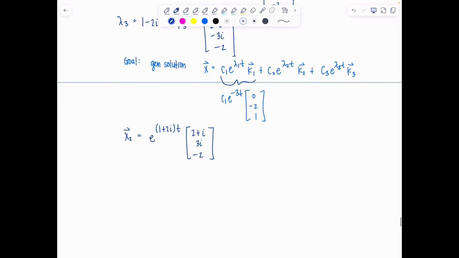Okay, now this is basically your alpha, your beta. So think back to how you wrote your solution to the differential equations in chapter 4, right? So you had e to the alpha t, and then cosine beta t plus i sine beta t times the eigenvector 2 plus i, 3i, negative 2.